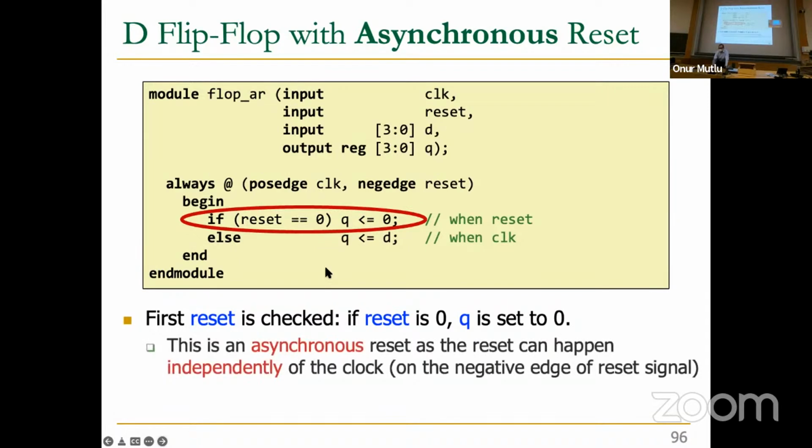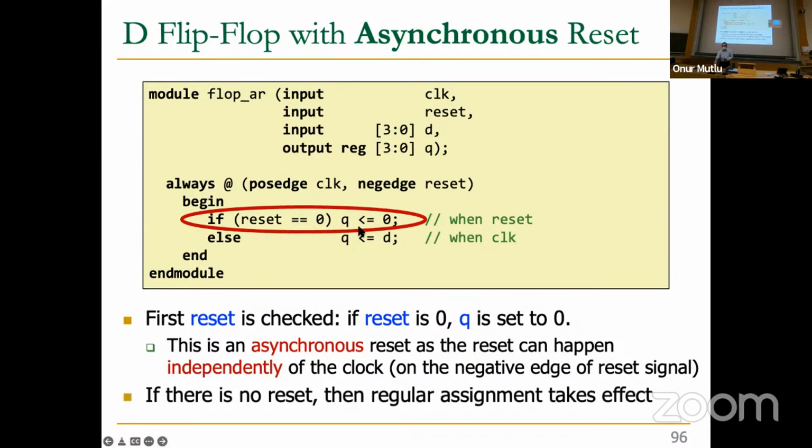You can convince yourself of that. And that's why this is asynchronous, because reset can happen independently of the clock. On the negative edge of the reset signal, this statement gets executed, and the flip-flop gets reset. If there's no reset, meaning if reset is not 0, then the regular assignment takes effect. If reset signal is not 0, that means you're executing the statement in the positive edge of the clock. So you're operating just like a regular D flip-flop without any reset that we have seen so far.